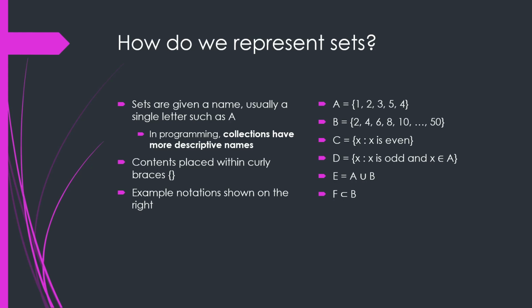So, the next thing to notice is that the contents of a set are wrapped in curly braces. So, to write a set containing the numbers 1 through 5, you would write the name, in our case A, equals, and then your contents 1, 2, 3, 5, 4 in a pair of curly braces, separated by commas. And I made that first one out of order just to hammer home the point that order is not important.